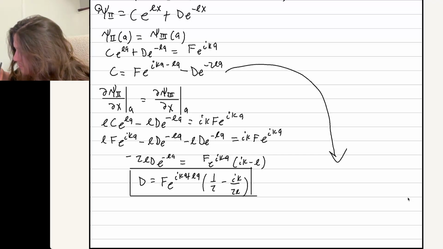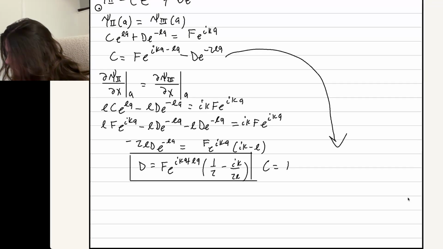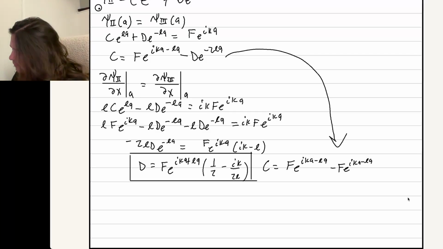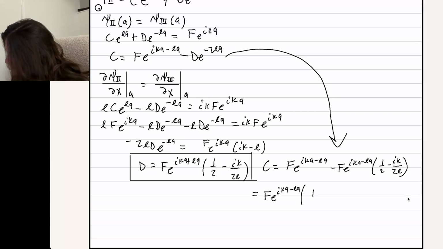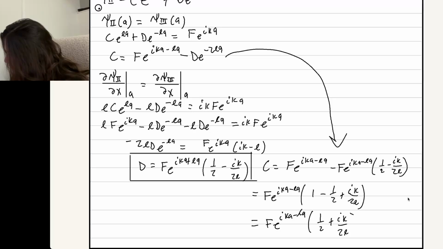Now let's take what we got for C from before and plug D into there for completeness. We have C equals F e to the IKA minus LA, and then minus F e to the IKA, again minus LA, but then also with this 1 half minus IK over 2L, right? So we'll just collect those terms. We'll have F e to the IKA minus LA. This is going to be 1 minus 1 half plus IK over 2L. So you just subtract a half from 1. You get 1 half plus IK over 2L for C. And we'll also take that to the bank with us. Right.